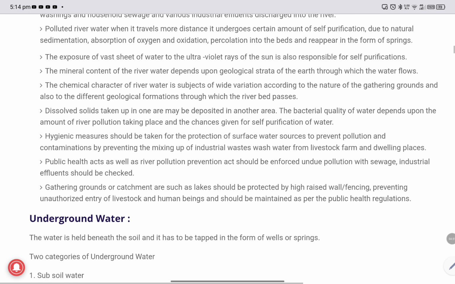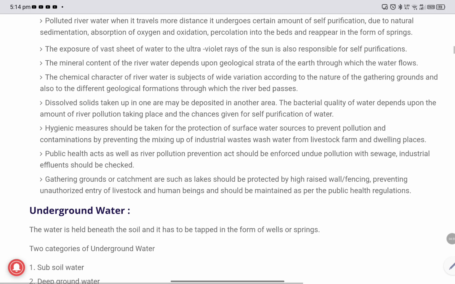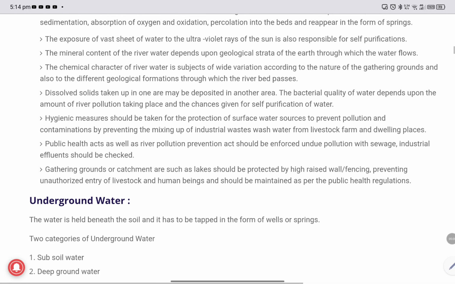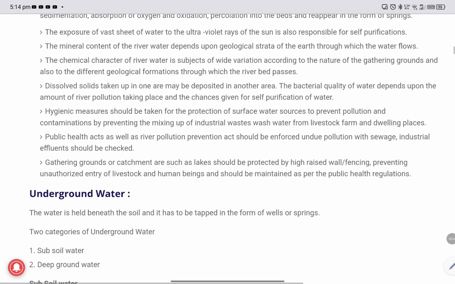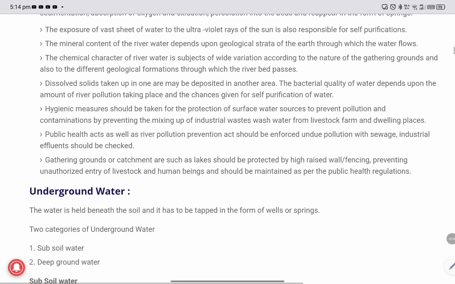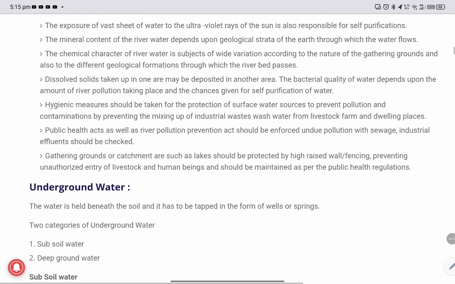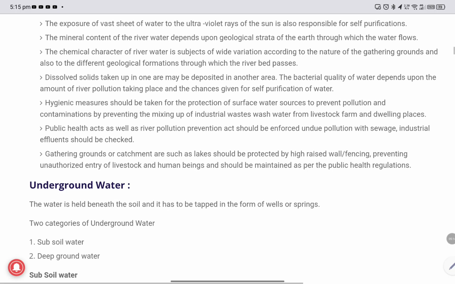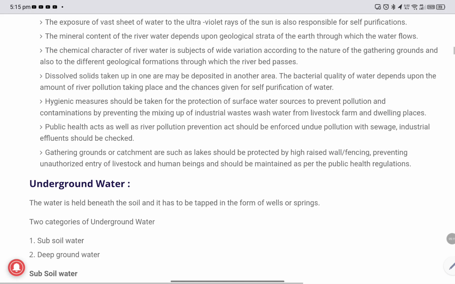The chemical characters of river water are subject to wide variation according to the nature of the gathering ground and also to the different geological formations through which the river bed passes. Dissolved solids taken up in one area may be deposited in another area. The bacterial quality of water is dependent upon the amount of water pollution taking place and the chance given for self-purification of water.